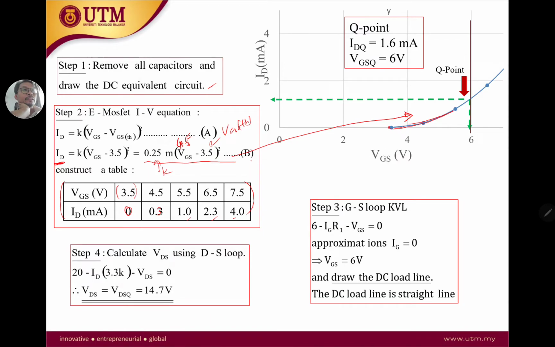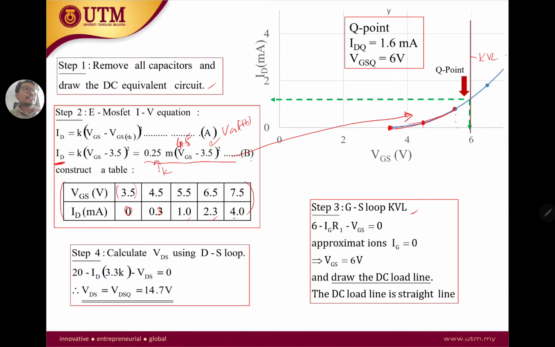So for example, 3.5, 4.5 is here. Okay, 4.5, and then 5.5 is there, and so on. So that's the first step to get your exponential graph. The next step is step number 3, the loop line. Okay, here is your KVL line.